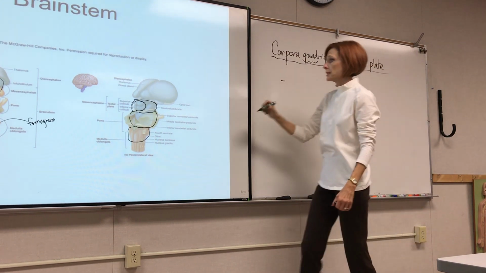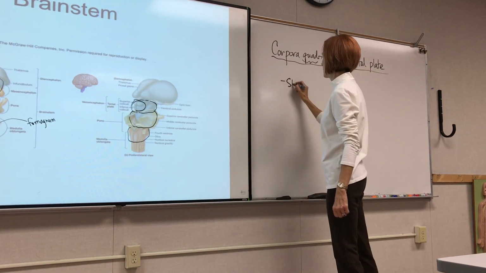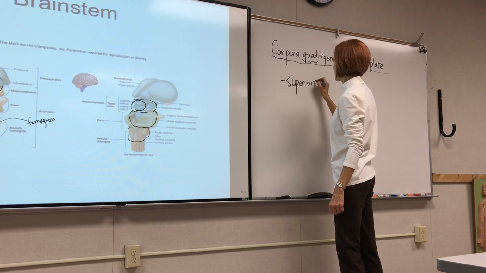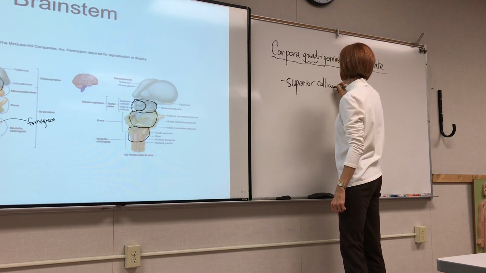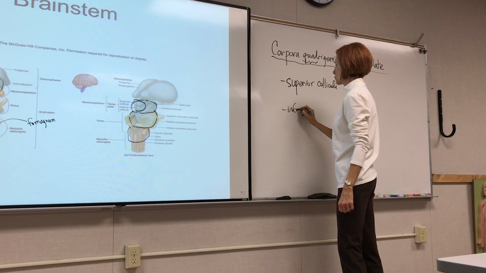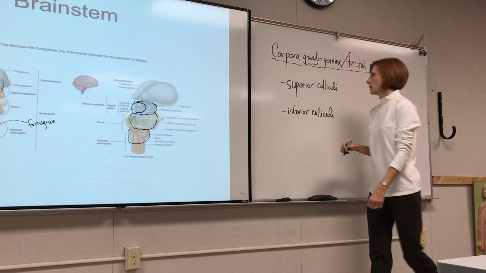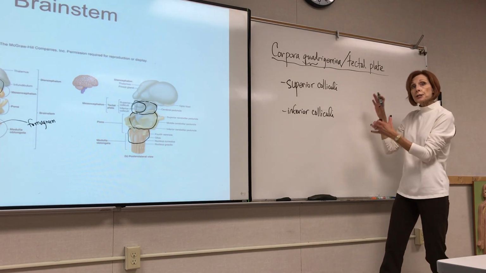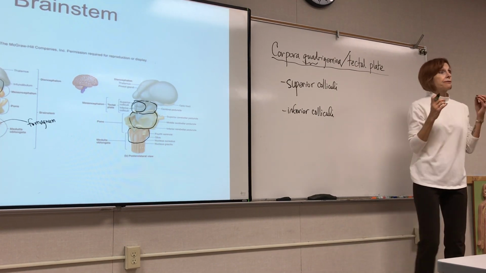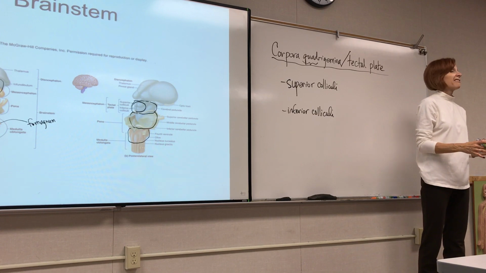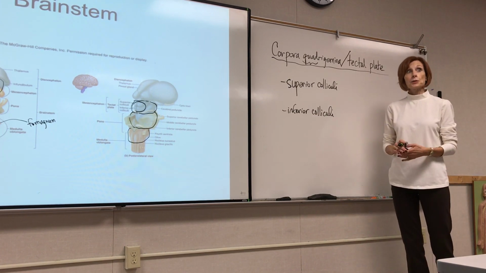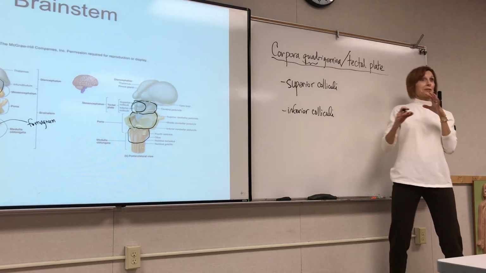This consists of these 2 superior little bumps. They are called the superior colliculi and the 2 inferior colliculi below them. Okay, so what do these do? The superior colliculi is where we have visual reflexes, right? So you see something that's coming at you suddenly and you have to get out of the way.